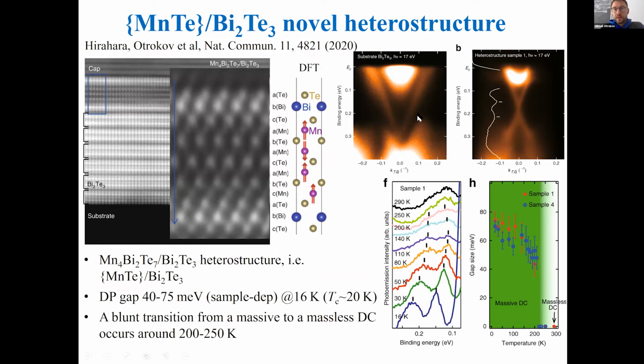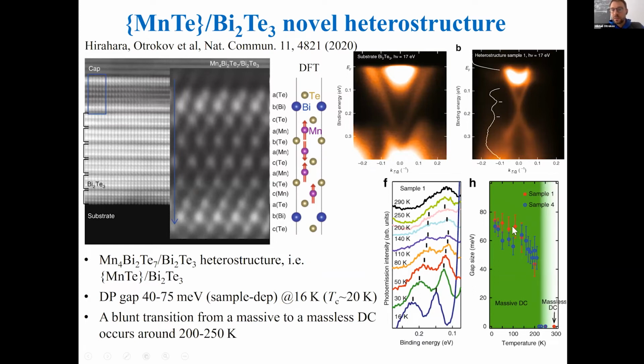Of course, the ARPES measurements were performed. This is the pristine bismuth telluride, and this is the heterostructure. If you extract the energy distribution curve from the gamma point, you can see with the bare eye a 2-peak structure that, as measured at 16, later evolves with temperature in the following way, and it kind of disappears at about 250 to 90.